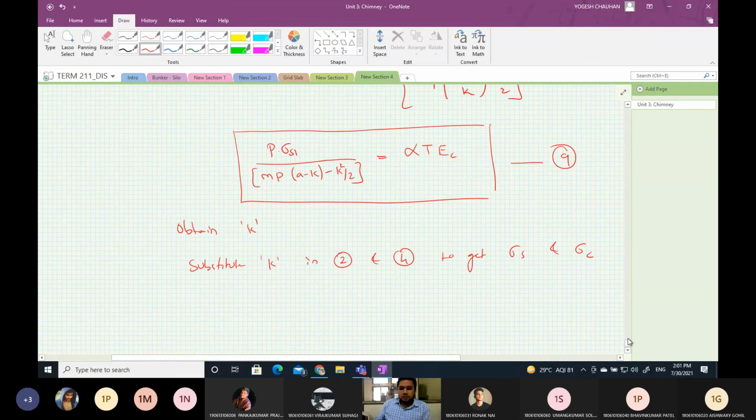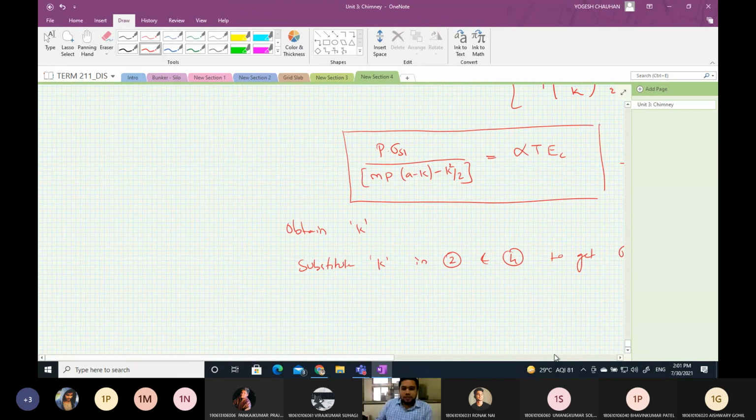Okay, so this is how you can find the combined stresses on a chimney due to self-weight, wind load and temperature. So we stop here, and in the next class we'll discuss the temperature stresses in the horizontal reinforcement due to the combined effect of self-weight, wind load and temperature.